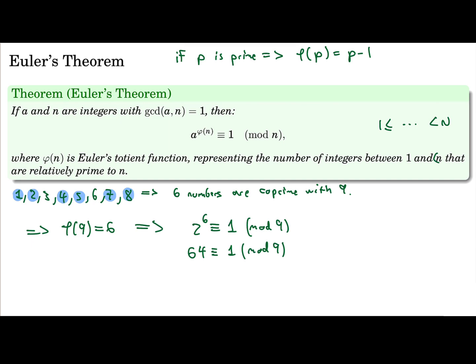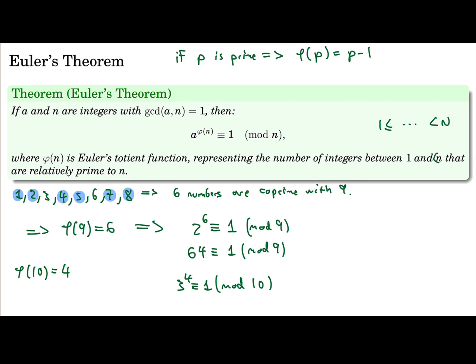Also, for example, if you compute phi of 10, you'll see that it's equal to 4, and this means that, for example, 3 to the 4 is congruent to 1 mod 10. This gives us a generalized version of Fermat's little theorem, where we can now use not only prime numbers but also composite numbers.